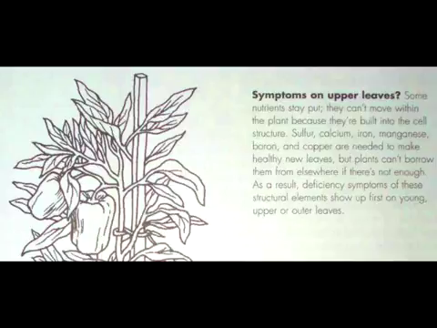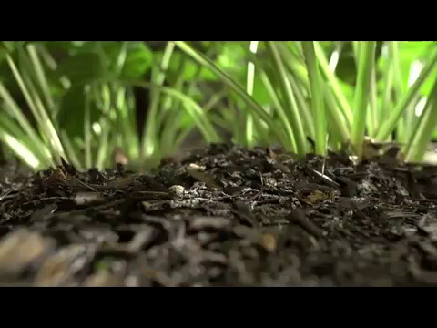Are the symptoms on the upper leaves? Some nutrients stay put. They can't move within the plant because they're built into the cell structure. Sulfur, calcium, iron, manganese, boron, and copper are needed to make healthy new leaves, but plants can't borrow them from elsewhere if there's not enough. As a result, deficiency symptoms of these structural elements will show up first on young, upper, or outer leaves.